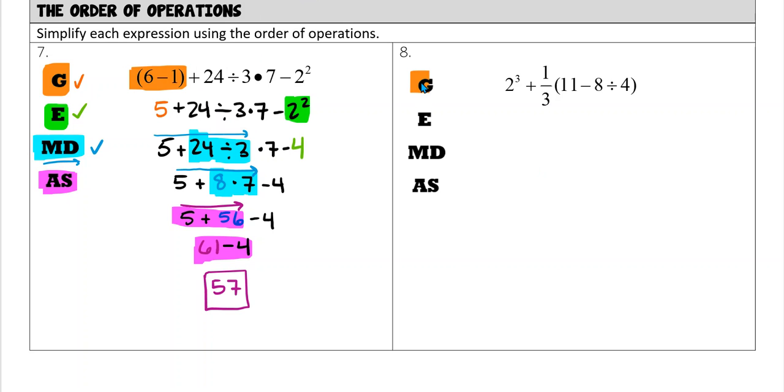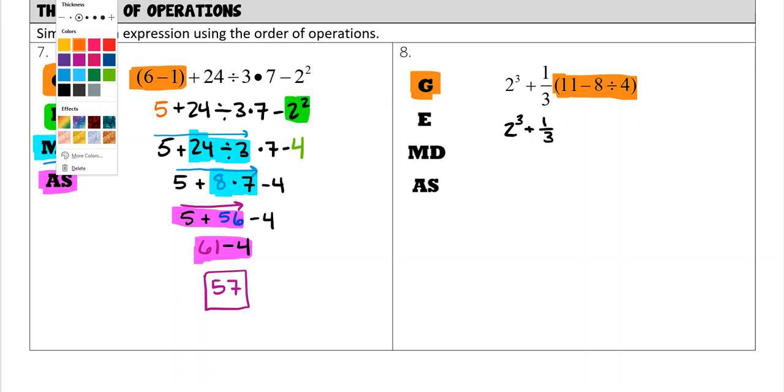So we're going to start with that grouping symbol. And inside this grouping symbol here, I have a bit more going on than I did before. So we're going to be in this grouping symbol for a little bit. So the 2 cubed plus the 1/3 is going to come down. And now we're going to work inside the parentheses.